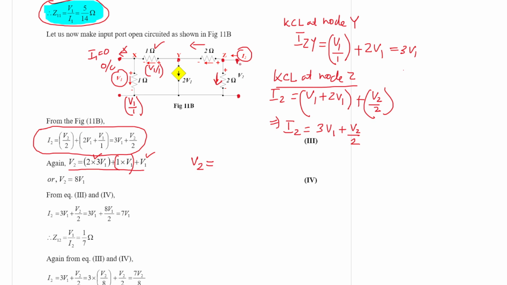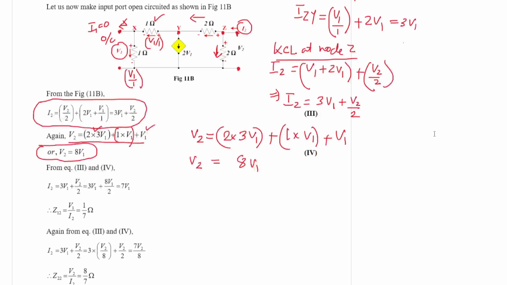V2 is the input voltage. This voltage drop is 2 into 3V1, plus the voltage drop across this 1 ohm resistance, which is 1 into V1. And finally we have this voltage appearing across the other 1 ohm resistance, V1 as well. So we get V2 is equal to 8V1.